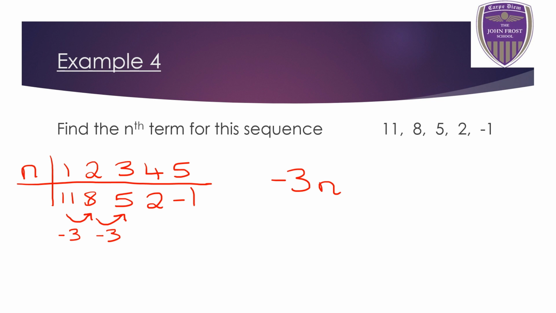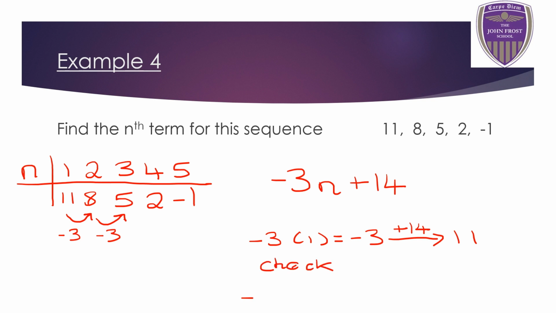But again, there's probably going to be adding or taking away something there, because if I do minus 3 times 1, that's definitely not 11. That actually gives me minus 3. But I somehow need to get to 11. Now, if I add 14, that will get me to 11. So I think my nth term for this is minus 3n plus 14. But we need to check this.